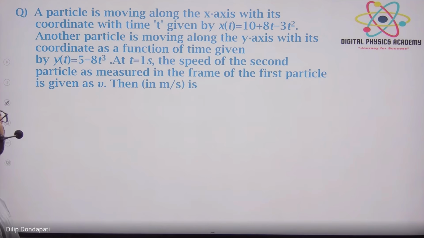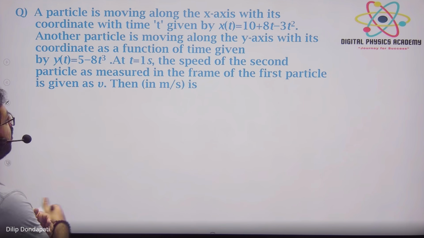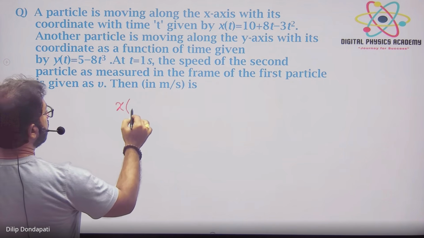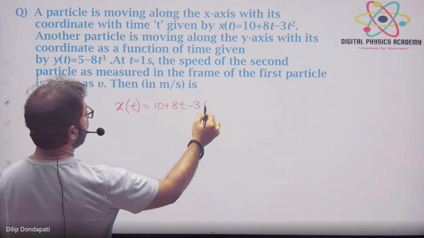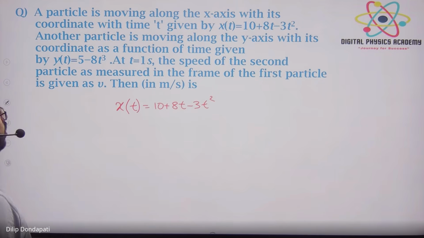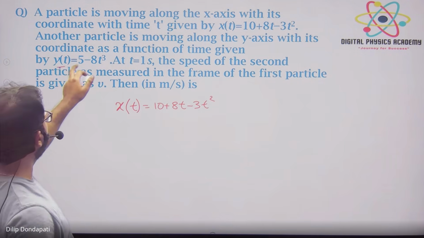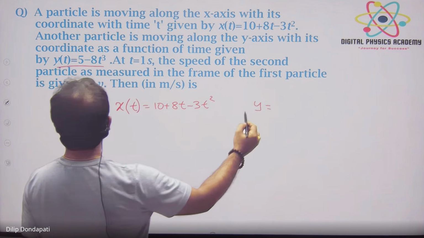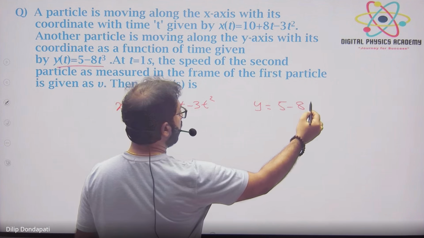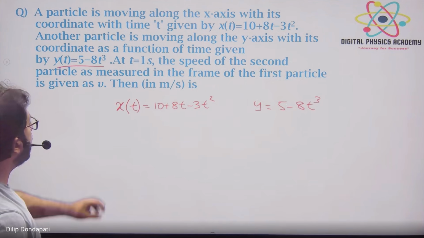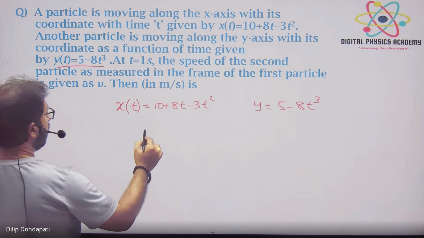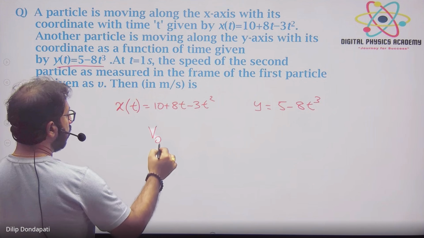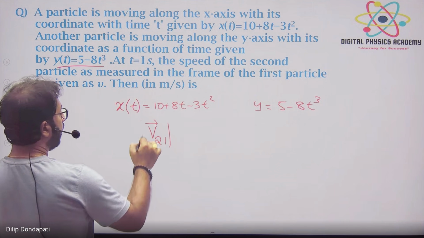नहीं करो. A particle moving along the x-axis with the coordinate with time x is given. In terms of time में they given x equals 10 plus 8t minus 3t square. Another particle is moving along the y-axis. Y with respect to time they given 5 minus 8t cube. Okay, at t equal 1 second, the speed of the second particle measured with respect to first particle. मतलब velocity of second particle with respect to first particle का speed चाहिए is how much?